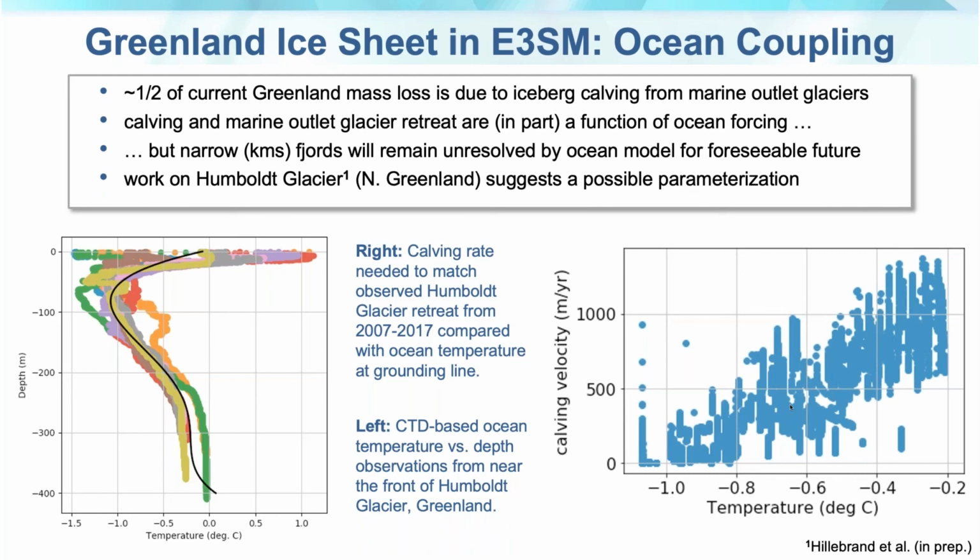So this is not just a correlation-is-causation sort of parameterization we're talking about. There's actually some physics behind that I won't get into, but this would be a really nice way for us to have a first cut at coupling between outlet glacier calving and ocean properties.